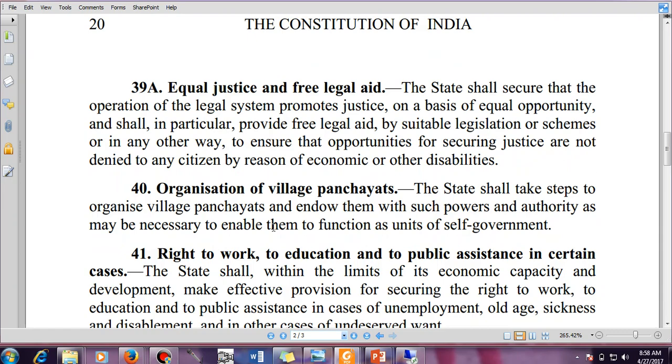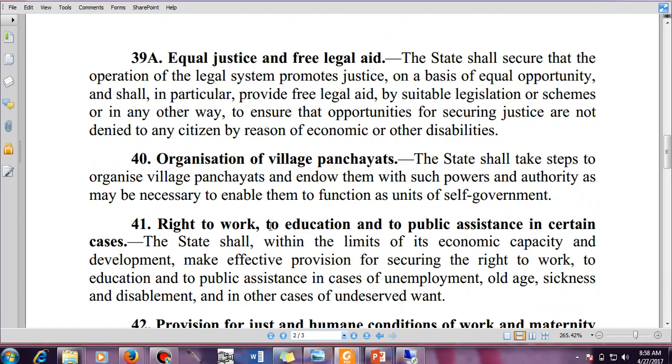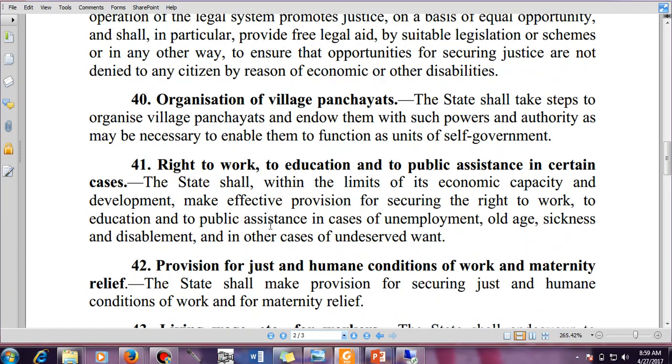Then Article 41, right to work, to education and to public assistance in certain cases. The state shall, within the limits of its economic capacity and development, make effective provision for securing the right to work, to education and to public assistance in cases of unemployment, old age, sickness and disablement, and in other cases of undeserved want. That means we have to maintain a proper development by giving economic support and the health support to the citizen of India. That is the main thing.